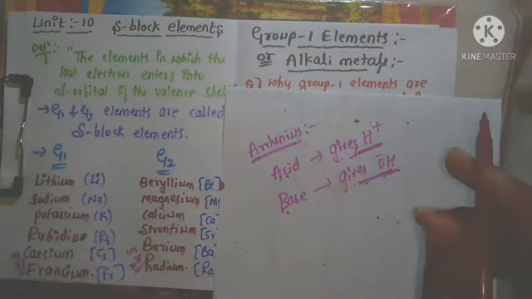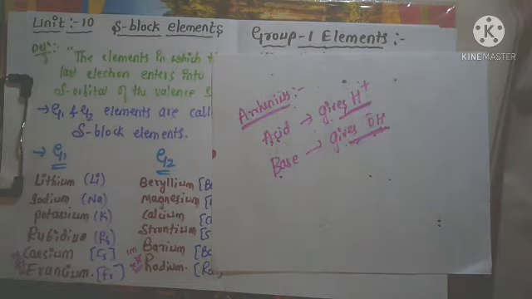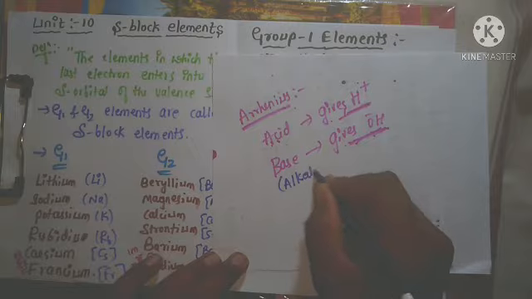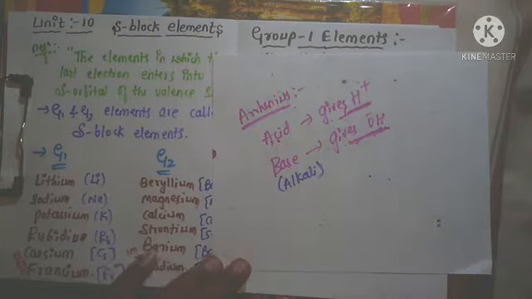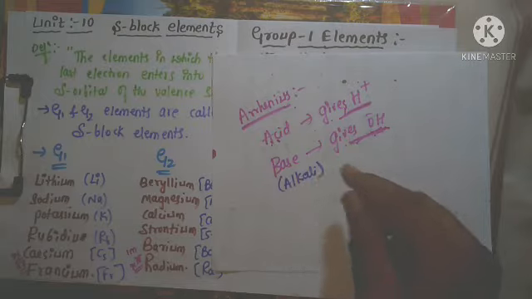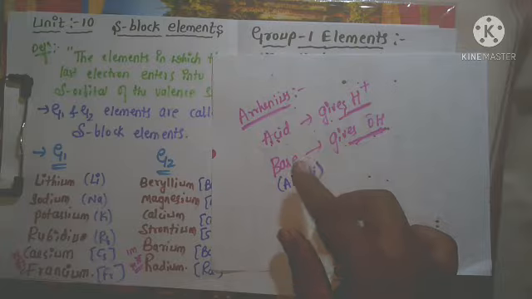Now here, bases are also called as what? Alkali. Alkali nature. Alkaline means what? Bases. Alkali or alkaline in nature means bases. Just remember, bases are also called alkali or alkaline in nature.